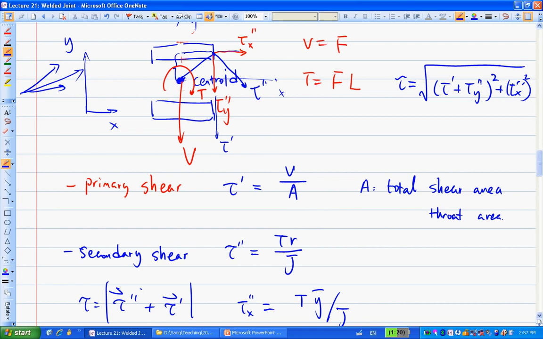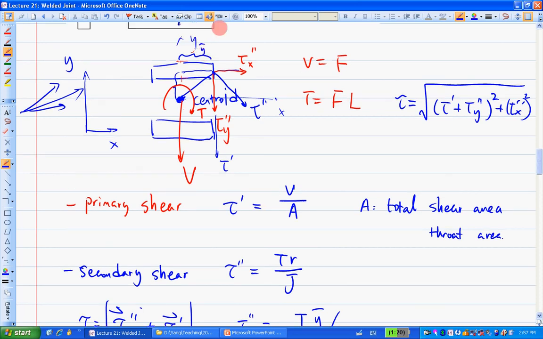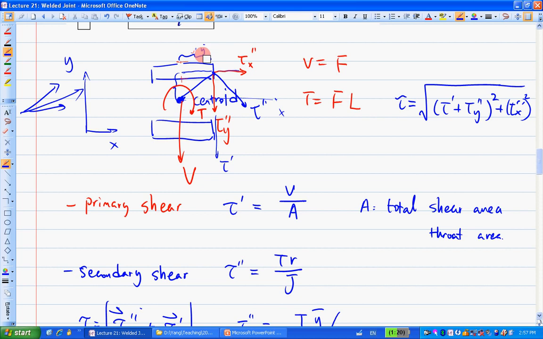Yeah, if the geometry is symmetric, it's very easy to find this x bar, y bar, right? What's y bar? This little portion is y bar. So this is basically how you're going to get the tau y double prime.